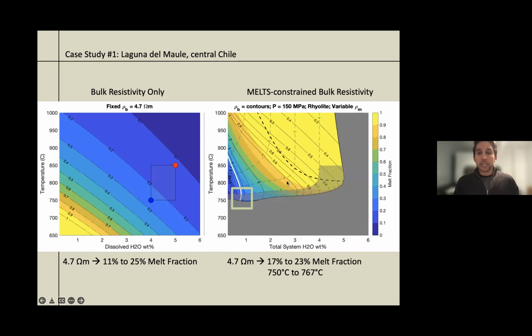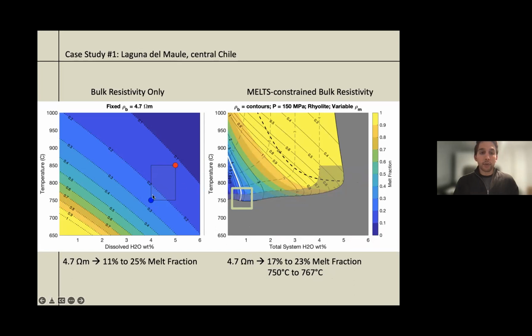So you can do the same thing with the melt constrained bulk resistivity. And in this case, the white line here is a 4.7 ohm meter contour. And again, it crosses through the gray region, which is the constraint from petrological studies. And you end up with, in this case, a melt fraction of 17% to 23%. And you also get a better constraint on the temperature as well.